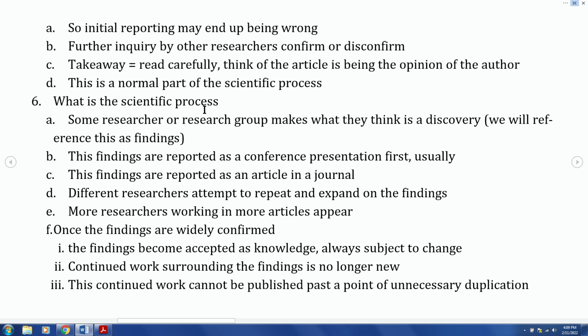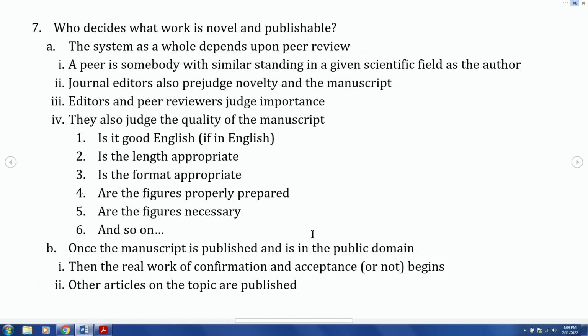Then, what is scientific process? A few people do something, they spread the word, other people try it. Once they start to agree, then more and more papers come up, and pretty soon it's regarded as knowledge. Who decides the work is novel and publishable? Initially it's the journal editor and the reviewers, but ultimately once it gets into the journal itself, then it's the community of people who are working in that area and who are reading the articles. And if they don't like it, it will not have traction and be accepted.